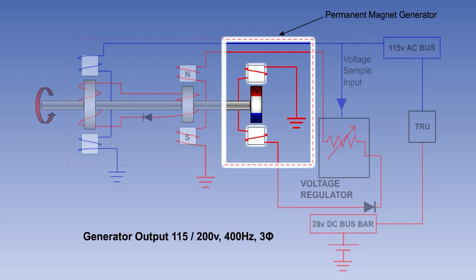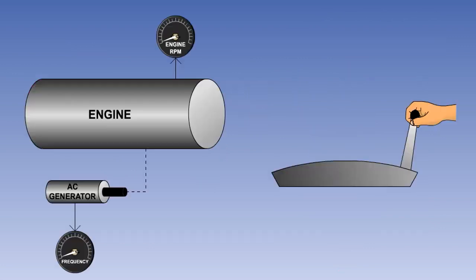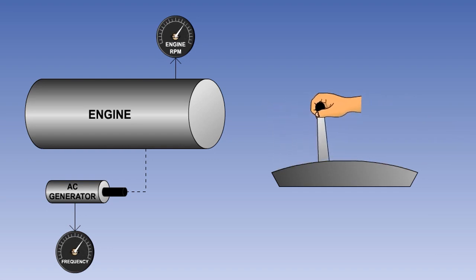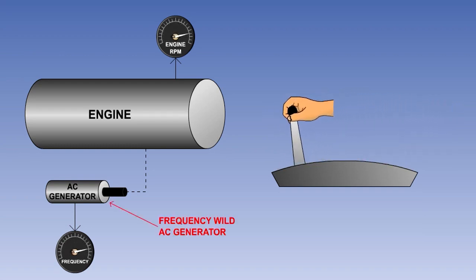Irrespective of the type of generator used, the output is usually 115/200 volts, 400 Hz, 3-phase. The frequency of the output of an AC generator will vary directly with the rotational speed of the generator. If an AC generator is driven directly from the engine gearbox, then its speed, and therefore the frequency of its output, will vary directly with engine speed. The output from such a generator is said to be frequency wild.